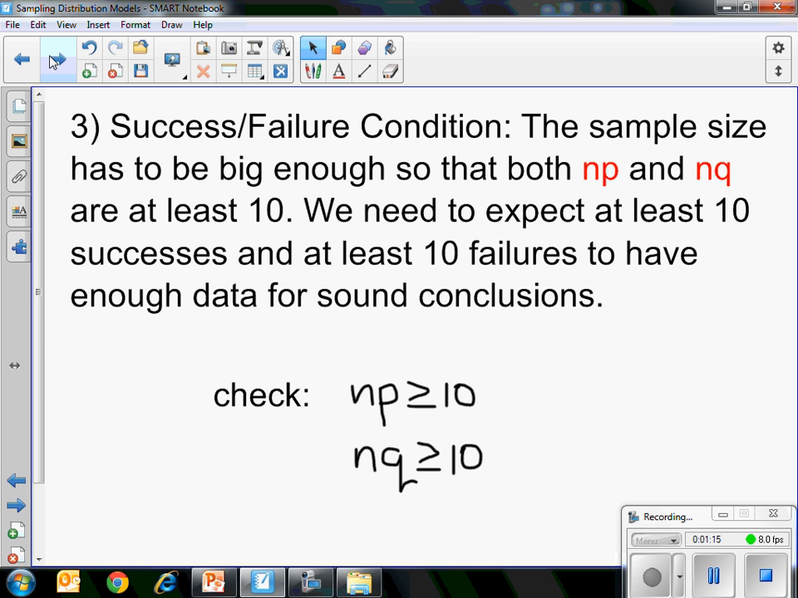The sample size has to be big enough so that both the number of trials times the probability of success is at least greater than or equal to 10, and the number of trials times the probability of failure is at least 10. So we need to expect at least 10 successes and at least 10 failures to have enough data for sound conclusions. So again, we're checking np is greater than or equal to 10 and nq is greater than or equal to 10.